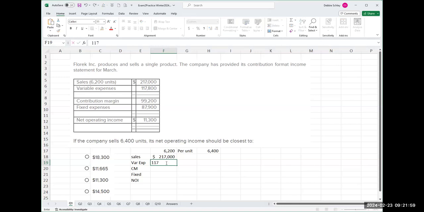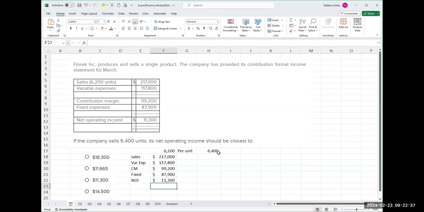Variable expenses, 117,800. Now I know they gave me the contribution margin, but just get into the habit so you remember sales minus variable equals contribution margin. So that also tells me I didn't do any typos because I came up with the same number they gave me. My fixed expenses are 87,900. And again, contribution margin minus fixed expenses equals net operating income, right? I came up with the right number. Okay, again, that was just for 6,200 units.